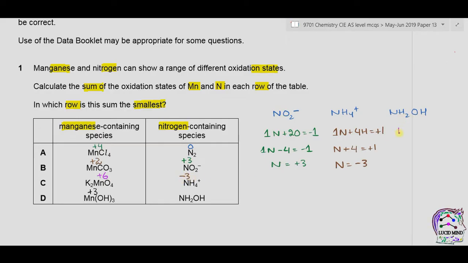Similarly, in the last one we have 1 nitrogen, 3 hydrogen atoms, 1 oxygen atom and overall charge is 0. So nitrogen +3 minus 2 equals 0. Nitrogen +1 equals 0, or nitrogen equals -1. So the oxidation state of nitrogen in the last one is -1. Now let's find the sum. The sum: +4, 0 equals +4; +2 + 3 equals +5; +6 - 3 equals +3; +3 - 1 equals +2. So the least sum is in D, so therefore D is the answer.